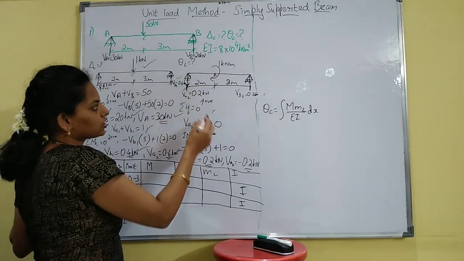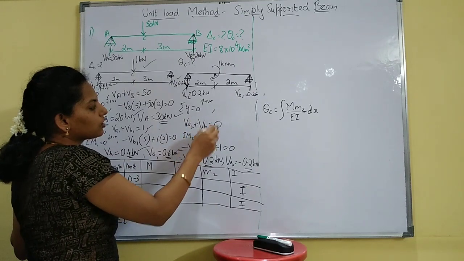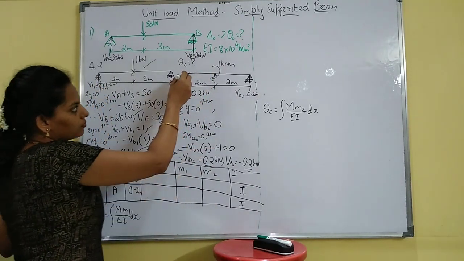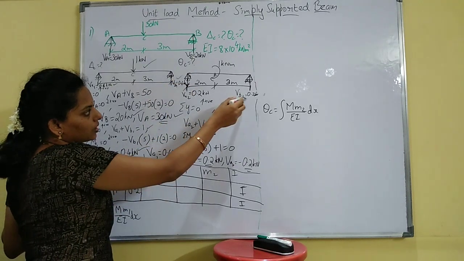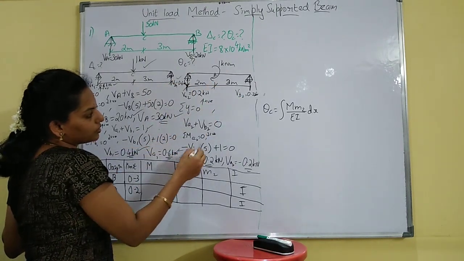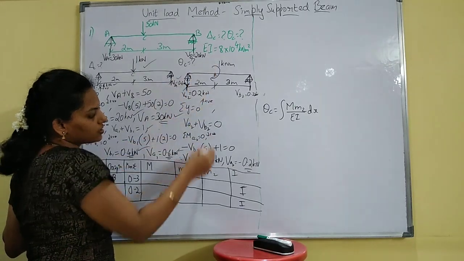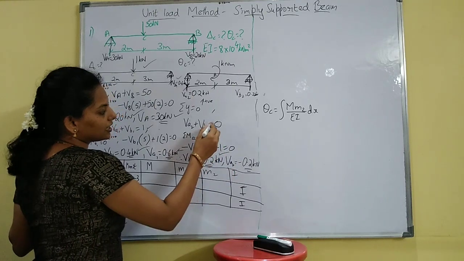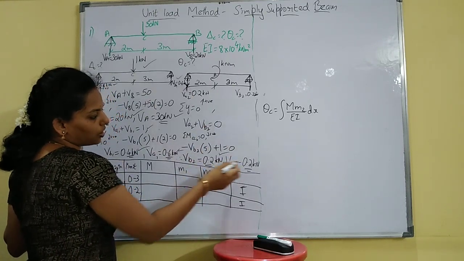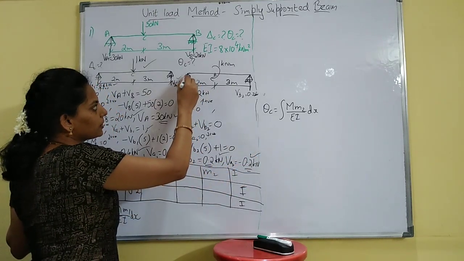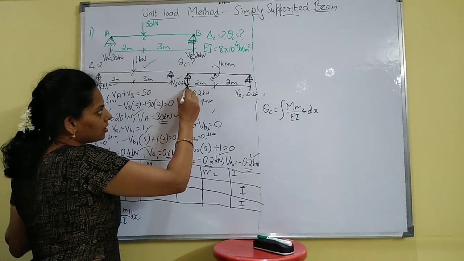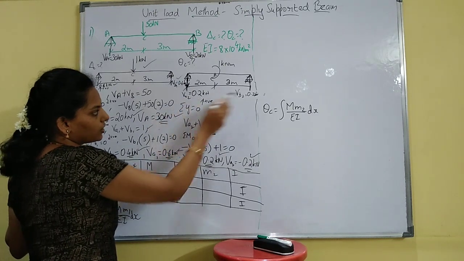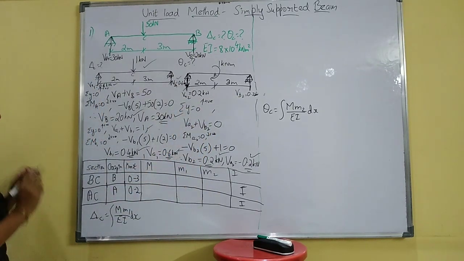Similarly for rotation, VA2 plus VB2 equal to 0, since there is no point load, and moment at this point equal to 0. You have minus VB2 into 5, then this is clockwise, so plus 1 equal to 0. You will have VB2 as 0.2 and here it is 0, so 0 minus 0.2 will be minus 0.2. So this will be downward. The reaction here is downward 0.2, and there it is upward 0.2 kilonewton.